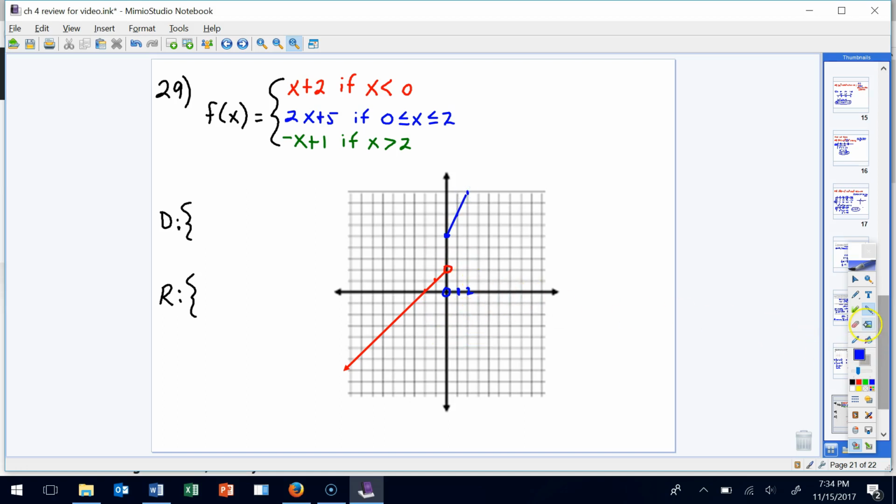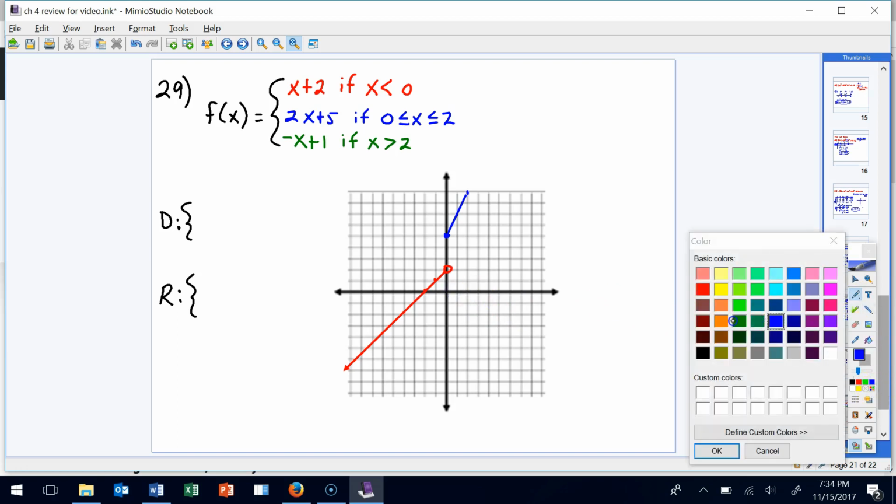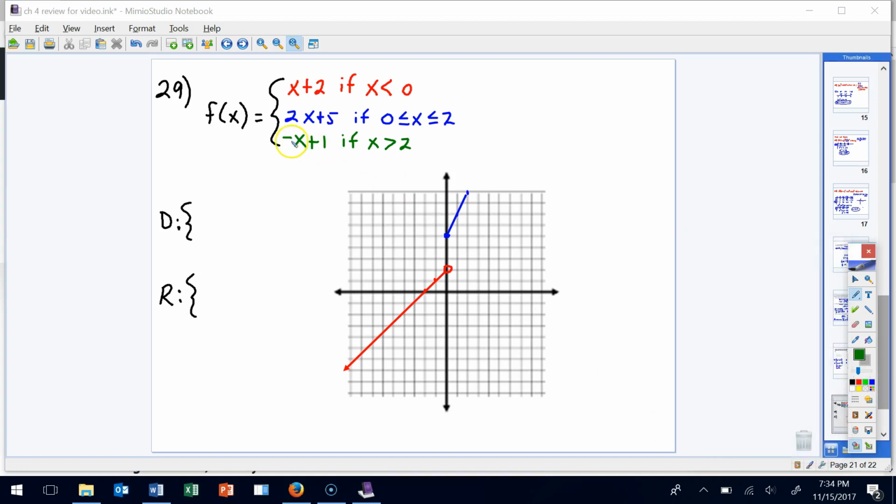All right, that's the blue piece, and now let's do the green. Let's draw the line negative x plus 1, so it has a y-intercept of 1 and a slope of negative 1, so down 1, right 1, down 1, right 1, but we're only going to show this line for x values greater than 2. Well, here's where x is 2, so greater than 2 means I have to have an open circle. And then we're going to draw the line going to the right, since it's greater than, of that open circle.